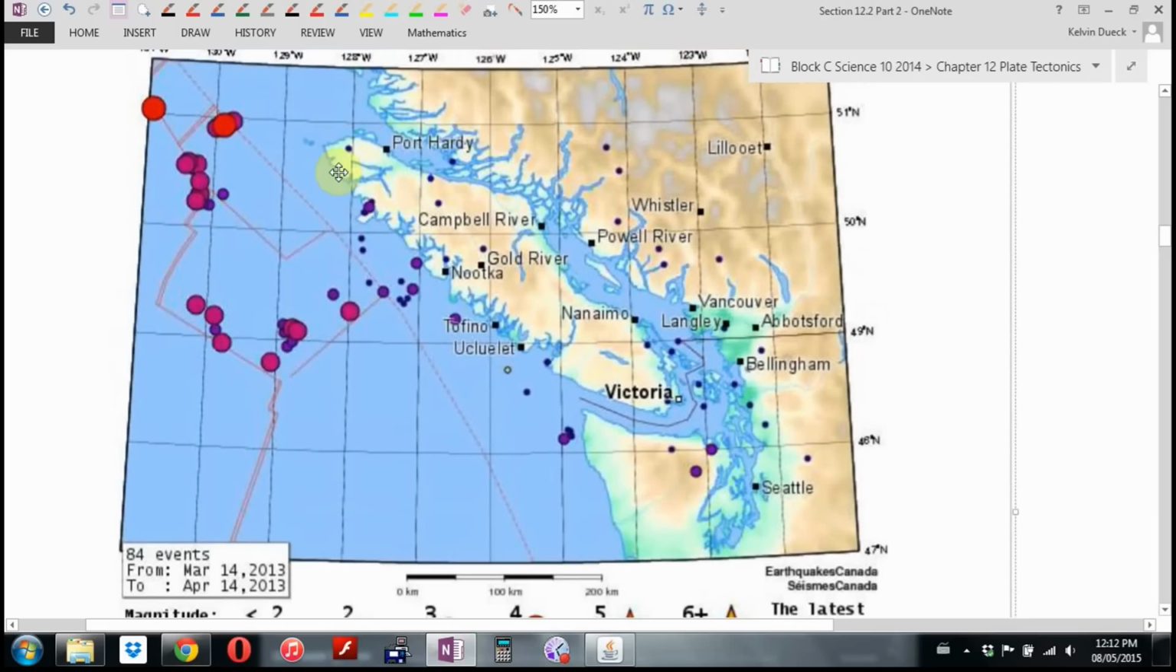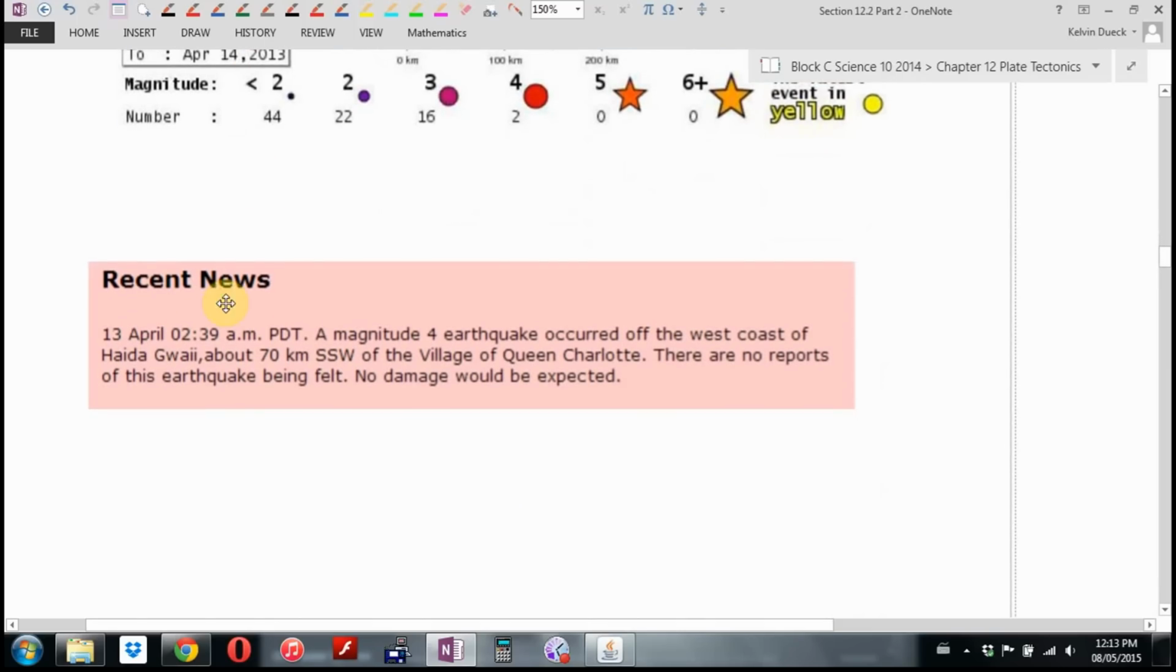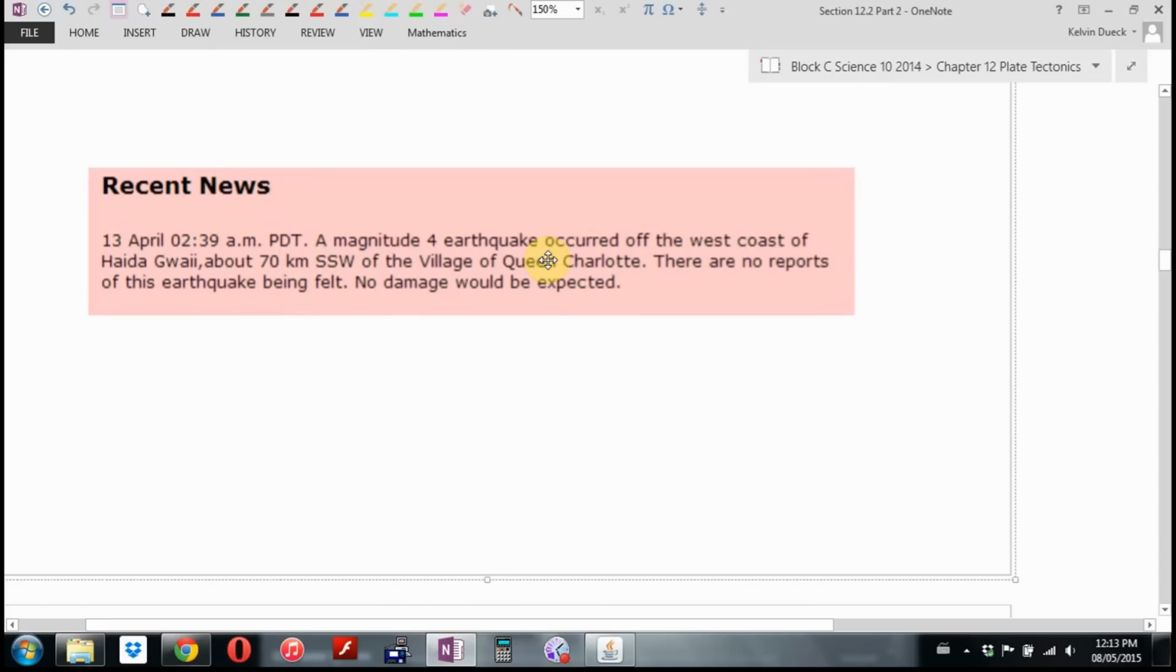Certainly recently up here in what used to be the Queen Charlottes, which is now called Haida Gwaii, there have been some very big quakes in the past 5 and 6 years, 7s and 8s. Usually they've been out in the ocean, though, and far away from anything, so yay. So 2 years ago, a magnitude 4 off of Haida Gwaii occurred not very far from the village of Queen Charlotte.